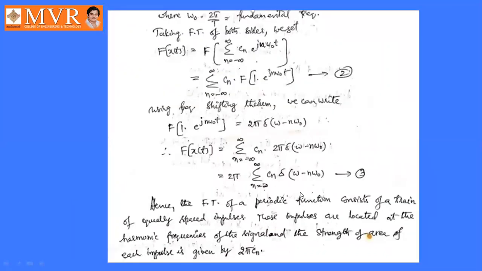After that, we take the Fourier transform of that. By using the frequency shifting theorem, we can derive the Fourier transform of x of t equal to 2 pi into sigma n is minus infinity to infinity cn into delta of omega minus n omega naught. Here the Fourier transform of any periodic function consists of a train of equally spaced impulses, that is omega minus n omega naught, and these impulses are located at the harmonic frequencies of the signal, and the strength or area of each impulse is given by 2 pi into cn.